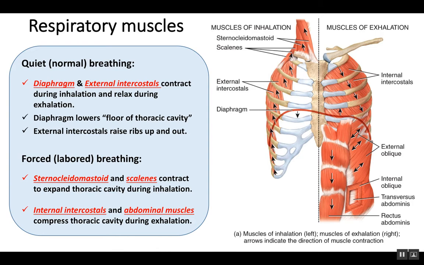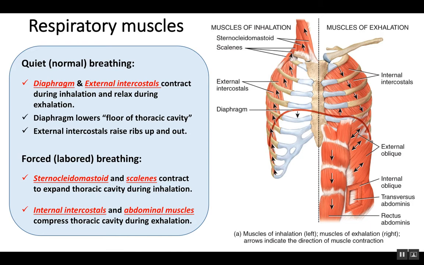So again, let me summarize. During normal quiet breathing, the diaphragm and external intercostals contract. Contraction of these muscles expands the thoracic cavity. When the thoracic cavity expands, the lungs expand. Pressure drops inside the lungs, and air moves in to the lungs. When you exhale, these muscles relax. There is a normal elasticity to the chest wall, which squeezes inward. The pressure in the lungs goes up, and you exhale.